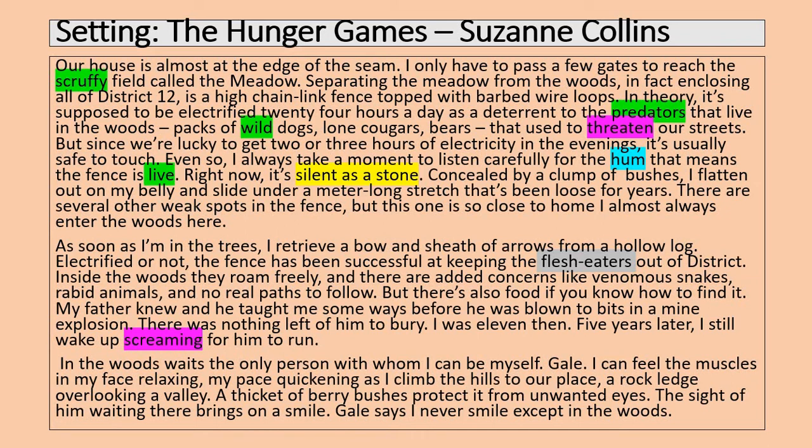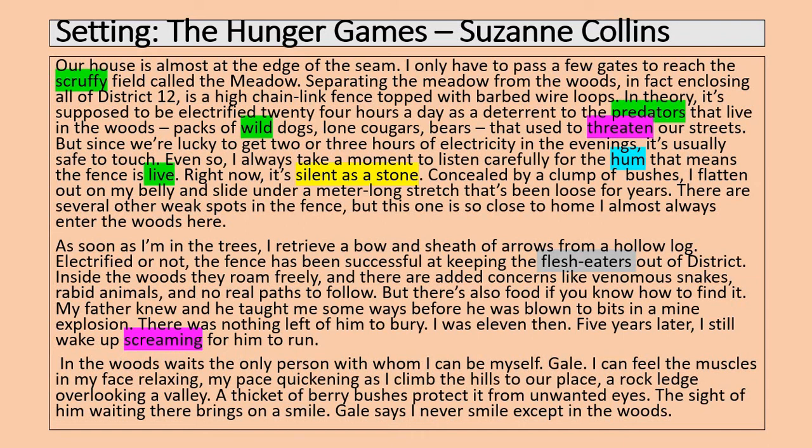So we have the animals in this environment being described as predators. So they're hunting you down. They're a threat. The dogs are described as wild. They're uncontrollable. They're not tame. We associate dogs with being domesticated animals. Well, these ones aren't. The fence is alive.